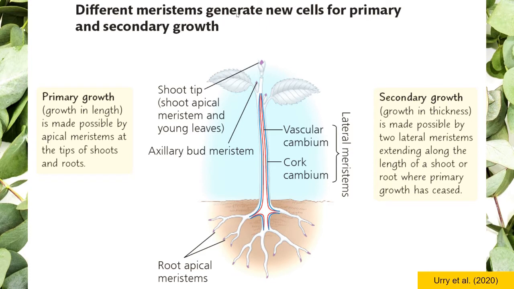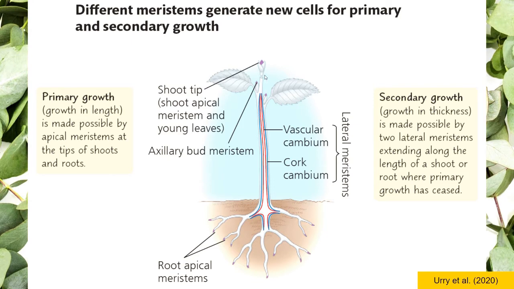Different meristems generate new cells for primary and secondary growth. So in plants, we have two types of growth, primary and secondary. Primary growth refers to the growth in length, and we owe that to the apical meristems. And we have two types of apical meristems. Those that are found beneath the soil are called the root apical meristems, and they are the ones that give rise to the roots of the plant.